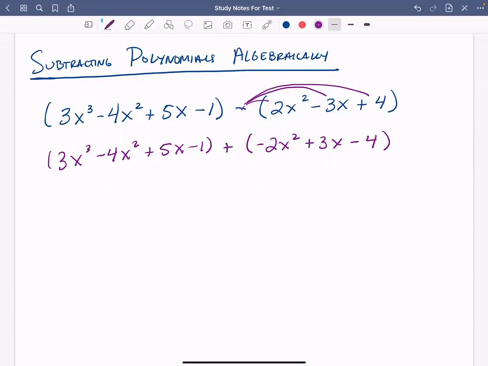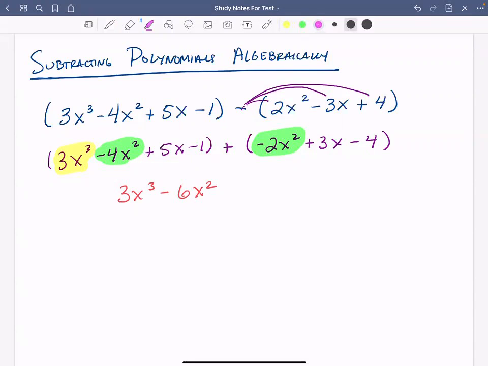And then this becomes just like we did previously in adding polynomials algebraically. We just combine like terms. So we look and say, all right, here's my positive 3x cubed. There's no x cubed over here, so I don't need to combine it with anything. So I just get a 3x cubed. And then look at my x squareds. This is a negative 4x squared. Here's a negative 2x squared. When I combine those, I get a negative 6x squared.